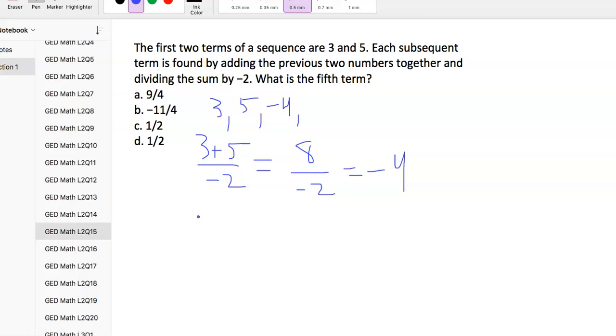Okay, so let's do the next one. So we have 5 and -4, right? So 5 plus -4 divided by -2. Okay, so 5 plus -4 is the same as 5 minus 4. So that's 1 over -2. Okay, so the next one is -1/2. Okay, we're still looking good, hopefully. And let's do it one more time. So let me erase so I can have a little bit more room here.